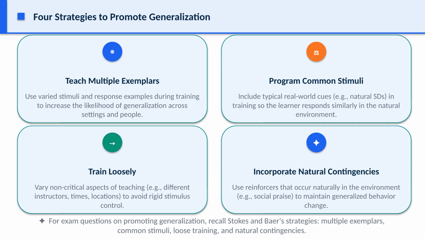Finally, incorporating natural contingencies means using reinforcers that occur naturally in the environment, such as social praise or access to activities, so the behavior is maintained without artificial rewards. On the exam, you may be asked to identify which strategy is being used in a scenario, or to select the best approach for a given generalization challenge. Understanding these distinctions is critical for designing effective, durable behavior change.